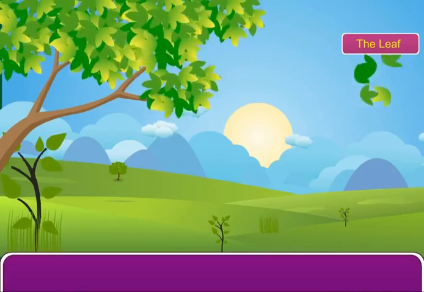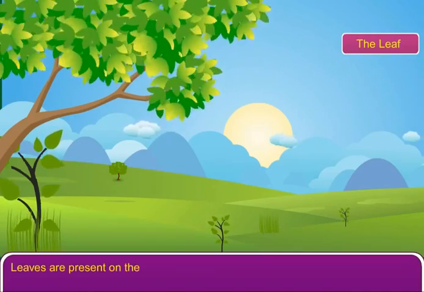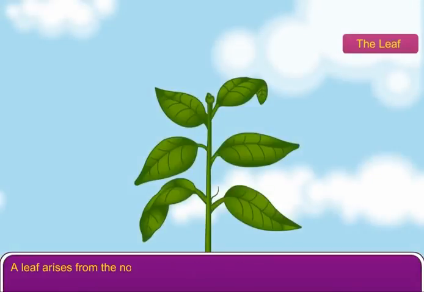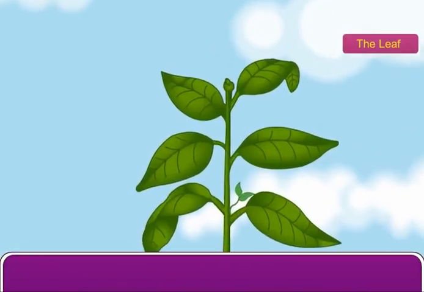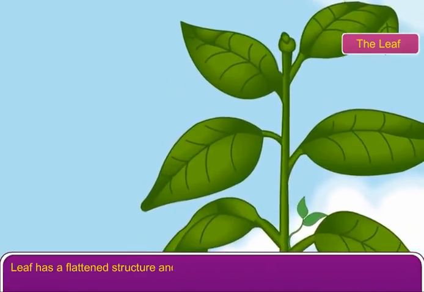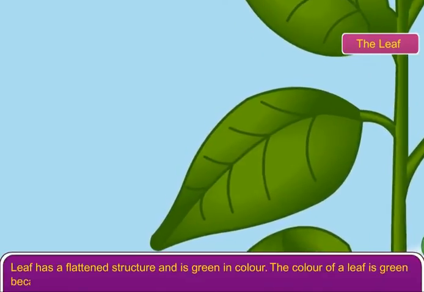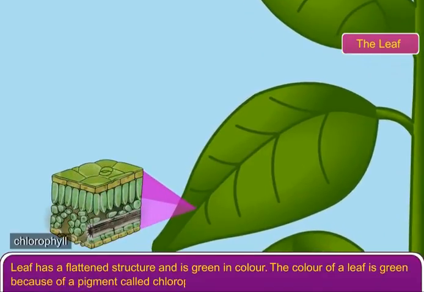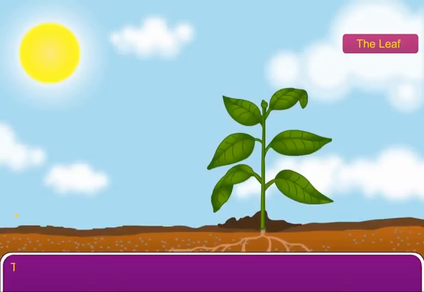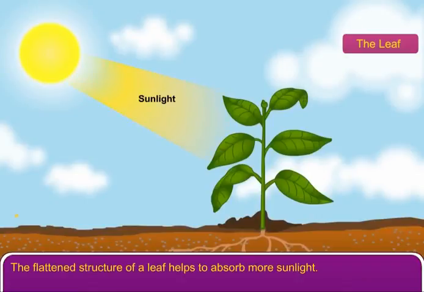The leaf. Leaves are present on the stem and the branches. A leaf arises from the node of a stem. Leaf has a flattened structure and is green in color. The color of a leaf is green because of a pigment called chlorophyll. The flattened structure of a leaf helps to absorb more sunlight.